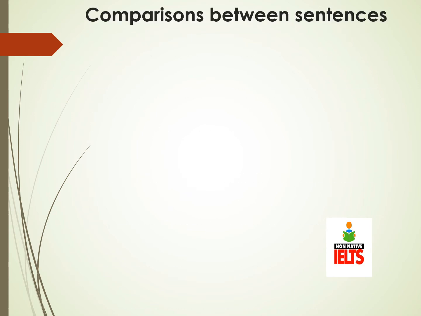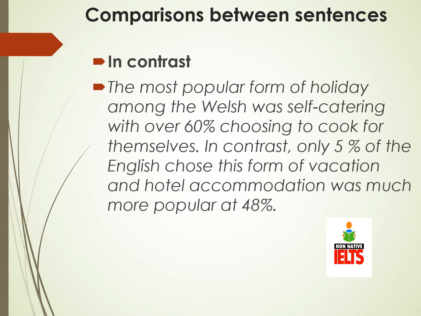Comparisons between sentences. Now how can we do that? Let's see. You can use certain phrases like in contrast. The most popular form of holiday among the Welsh was self-catering, with over 60% choosing to cook for themselves. In contrast, only 5% of the English chose this form of vacation, and hotel accommodation was much more popular at 48%.